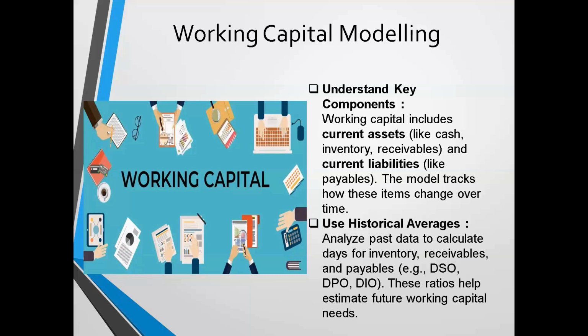So here the working capital model helps us track current assets and liabilities like inventory, receivables, and payables. We can use past averages to estimate how quickly money moves through the business. It's key to forecasting the operating cycle and linking it to cash flow. Seasonal changes and business growth must also be planned as they affect how much working capital is needed.